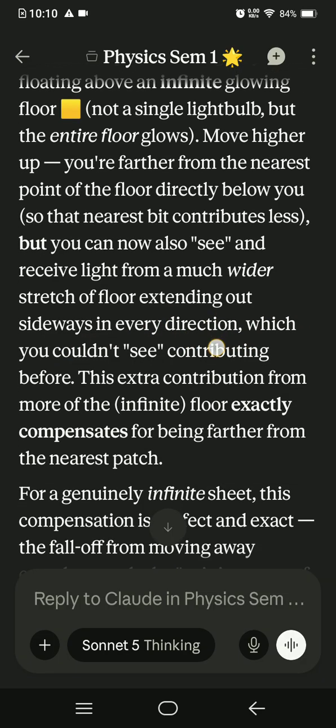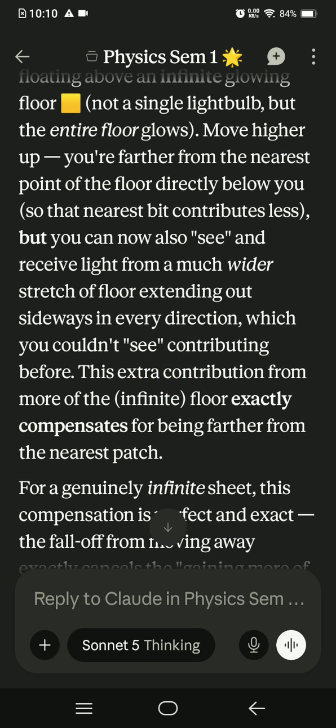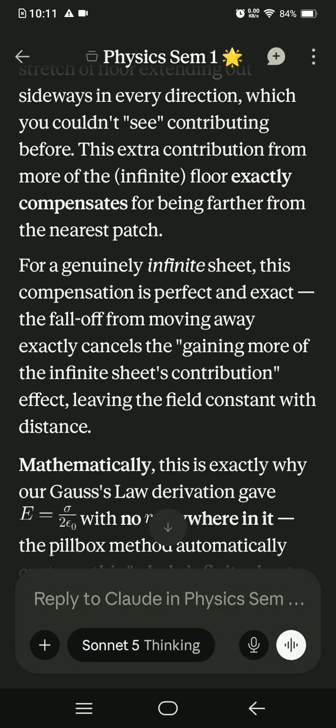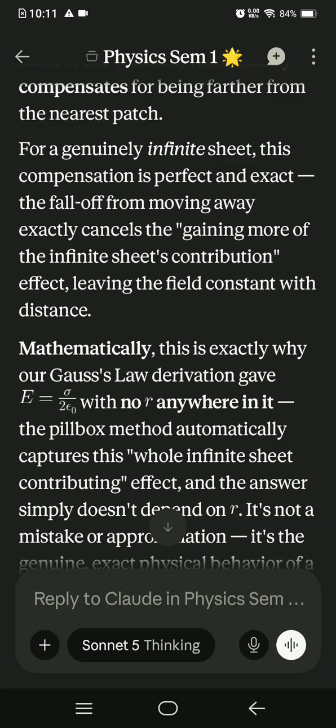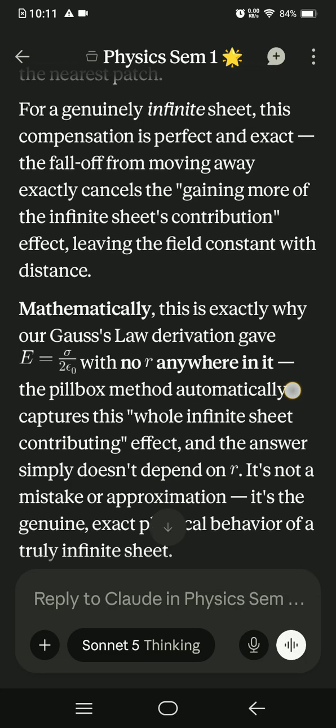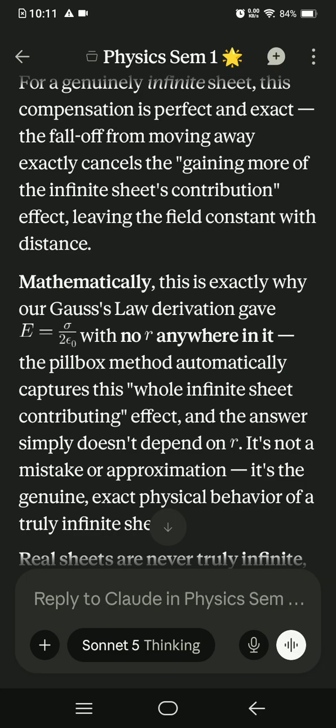Why extending out sideways? Because of parts you couldn't see contributing before. This extra contribution from more of the infinite floor exactly compensates for being farther from the nearest patch. For a genuinely infinite sheet, this compensation is perfect and exact. The falloff from moving away cancels the gain from more of the infinite sheet's contribution, leaving the field constant with distance.